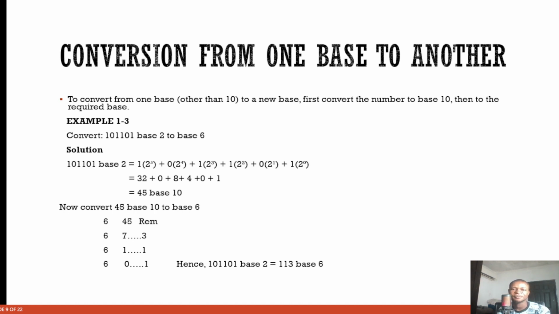To convert from base 10 to a new base, we use the long division method that we've been taught earlier. But here, to convert from one base to another, we first convert to base 10. That's the first thing. If that number is not in base 10, definitely we have to convert to base 10. So that is our first conversion as far as number base is concerned.